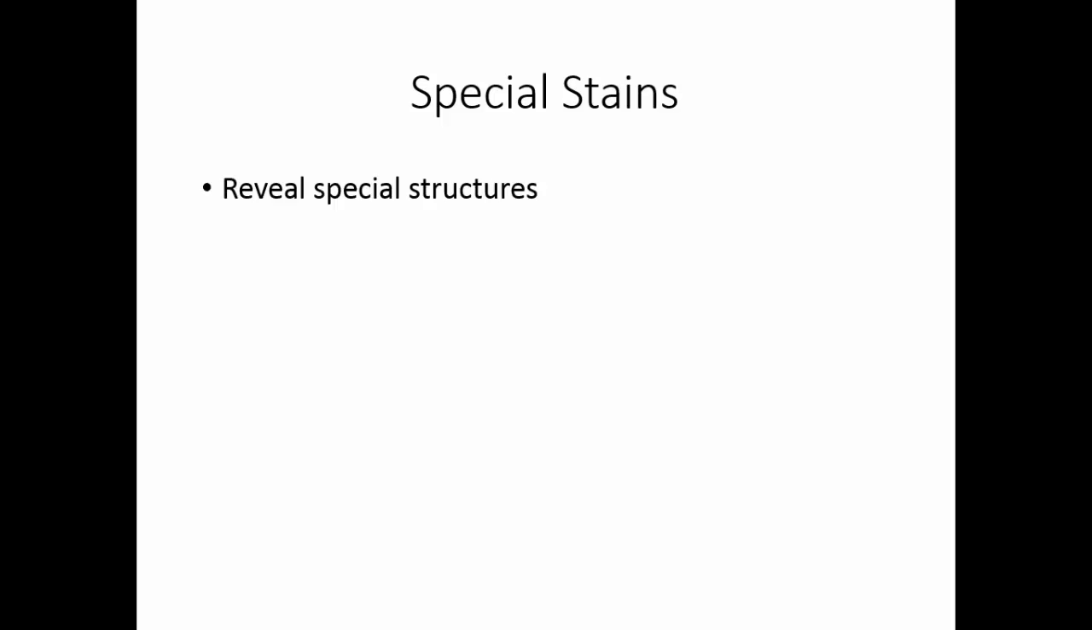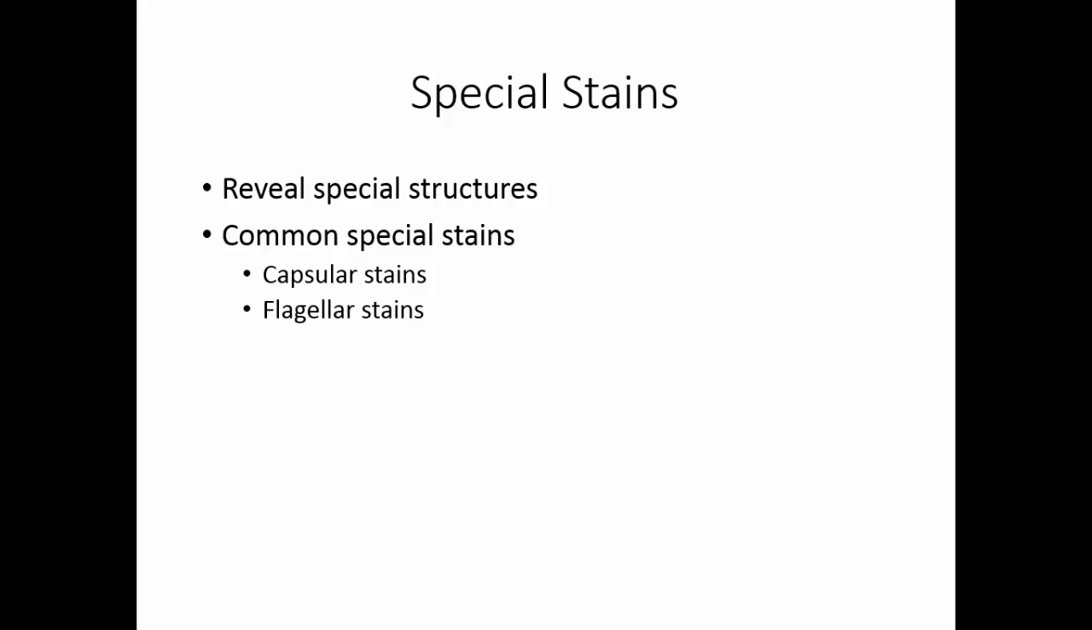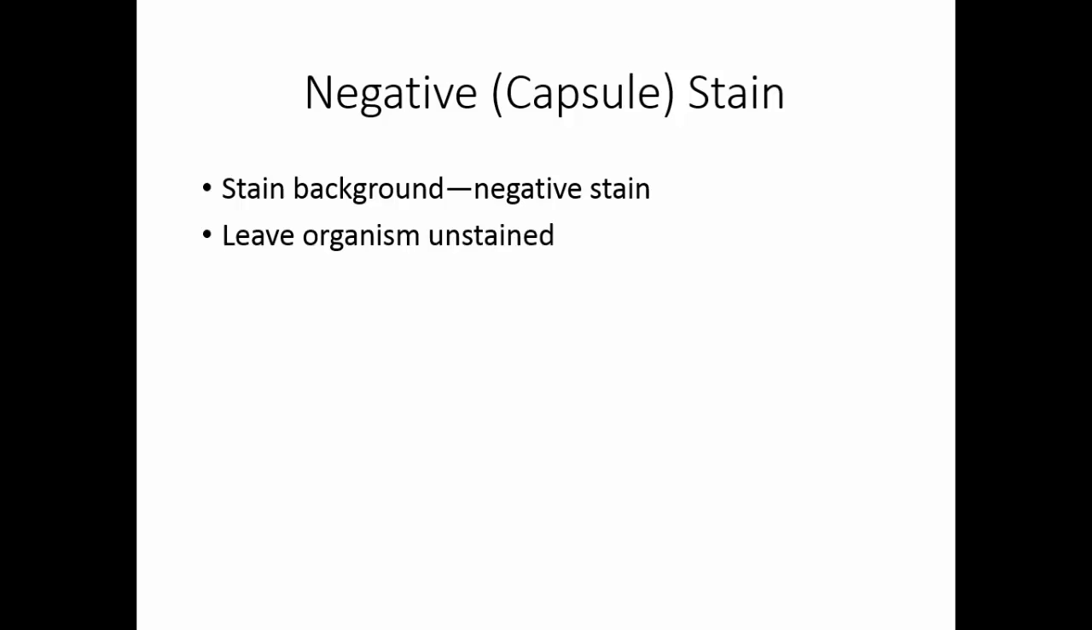Special stains are used on structures that may be challenging to reveal on microorganisms. The most common special stains are the capsular stains, the flagellar stains, and the fluorescent stains. Now, the capsule stain is what we call a negative stain. A negative stain stains the background but leaves the organism unstained. All of the other stains we have talked about have been positive stains. Positive stains stain the organism and leave the background unstained.